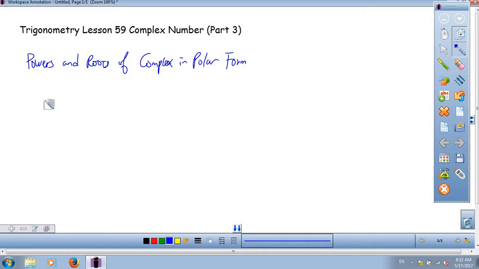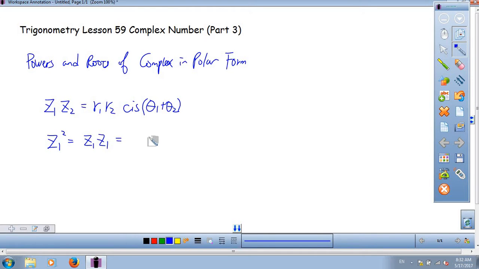Alright, so remember, z1 times z2 is equal to r1 r2 cis (theta 1 plus theta 2). This is the basic rule for finding the product of two complex numbers. Cis again is cosine theta plus i sine theta. So if we want to square a complex number, what does z1 squared equal?